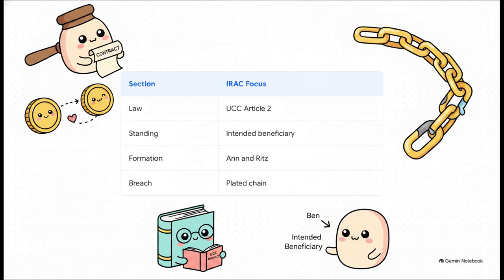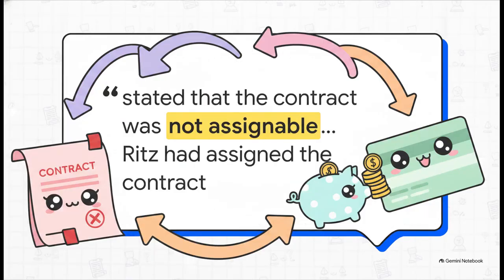We use a separate IREC structure for this interrogatory, moving totally logically. First, applicable law, noting it's UCC Article 2 for movable goods. Then we establish standing, proving Ben is an intended third-party beneficiary. Next, we run through the formation of the contract between Anne and Ritz. And finally, we analyze the breach itself, focusing on the delivery of that fake gold-plated chain. It is clean, it's logical, and it's fully supported by the facts. But, as we know, the plot thickens for our next two interrogatories.